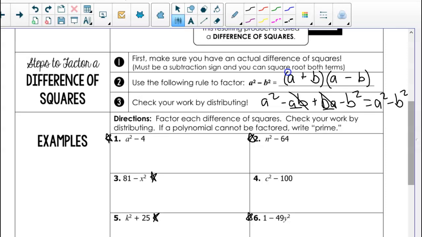All right, let's try some examples. Number 1, I have a subtraction. A squared, I can take the square root of it, because a times a gives me a squared. I can take the square root of 4, because I get 2. So my two factors are going to be a and 2, and then I put a plus and a minus. It does not matter the order in which you write it. It could be a minus 2 and then a plus 2, or how I wrote it here. That is it. That's all.